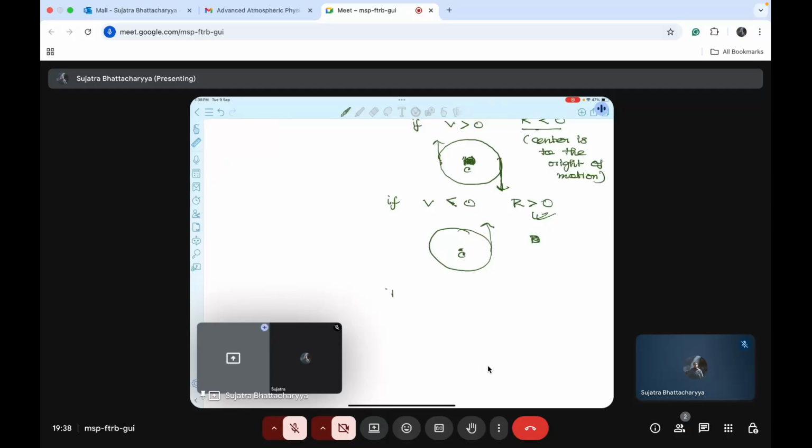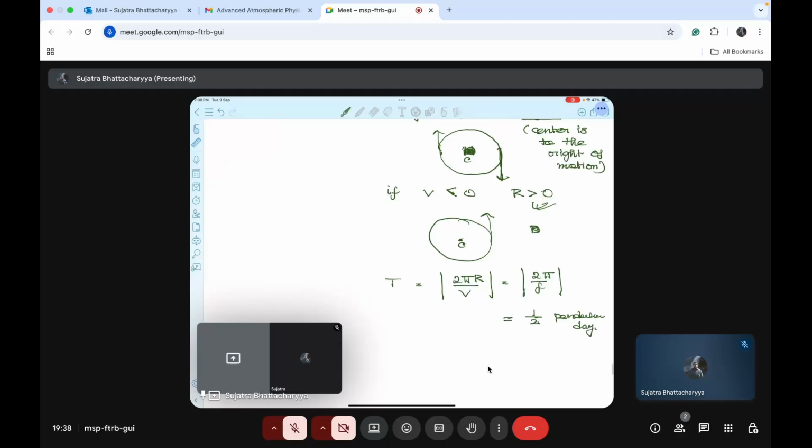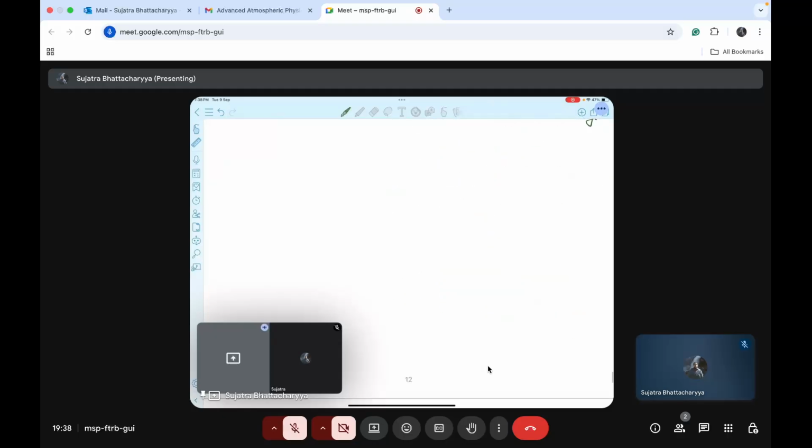And the time period of this kind of motion is 2 pi R divided by V, which can be written as 2 pi by F, which is about half a pendulum day. All right, this is the thing.